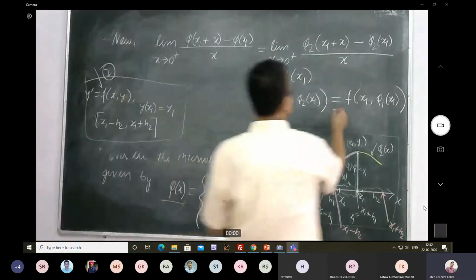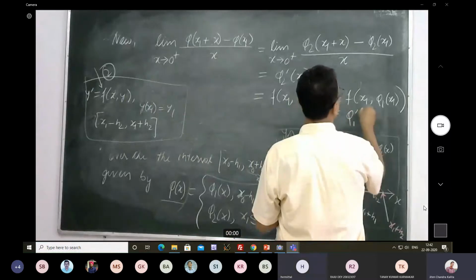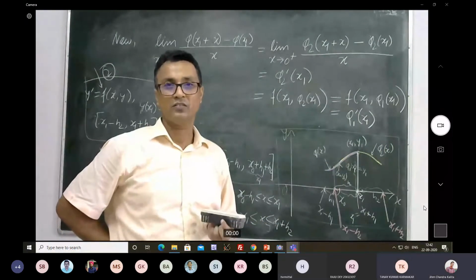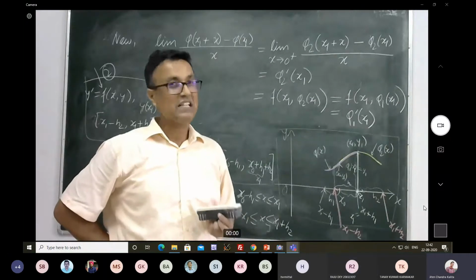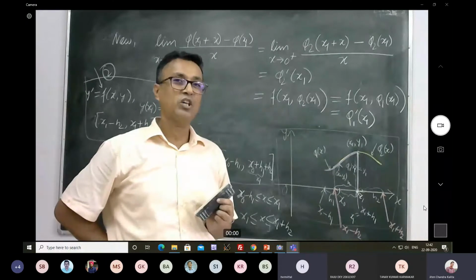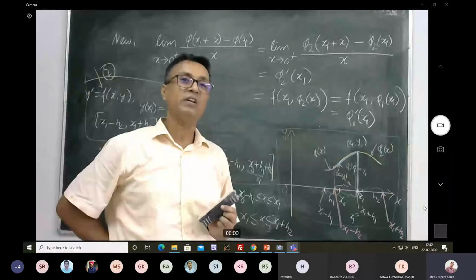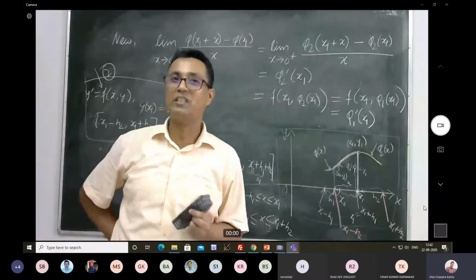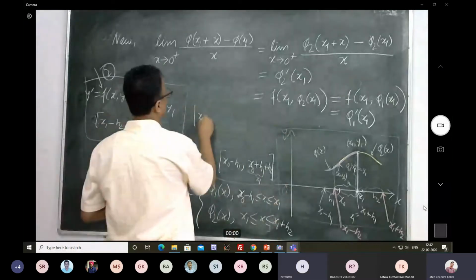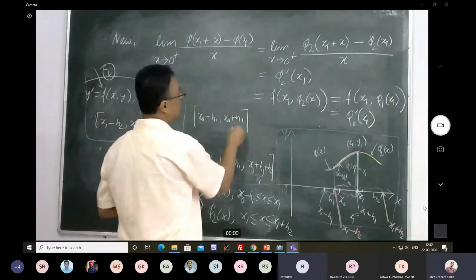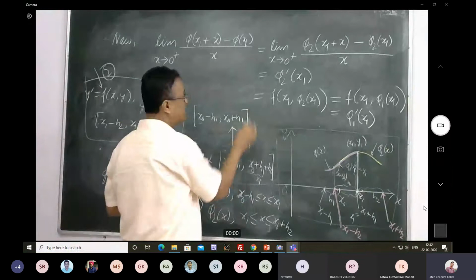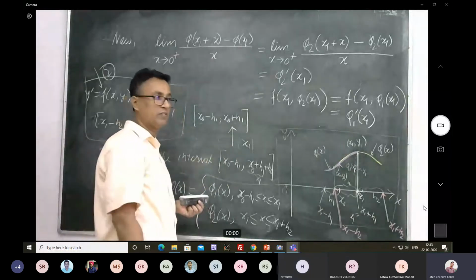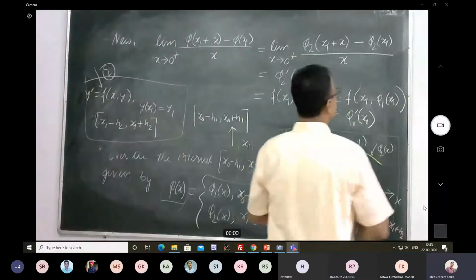And what is this? This is nothing but your phi 1 prime x1, right? Now you see phi 1, that function, was a solution in the original interval x0 minus h1, x0 plus h1, right? So obviously at the end point of that interval, this is the x1, the derivative that you are going to define there must be the left hand derivative of the function.